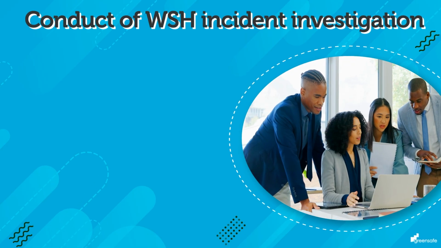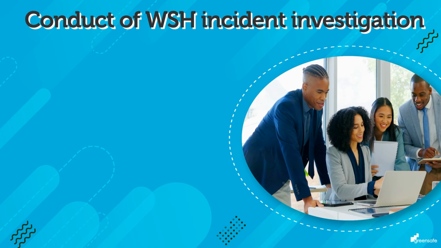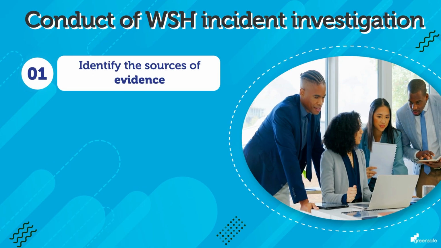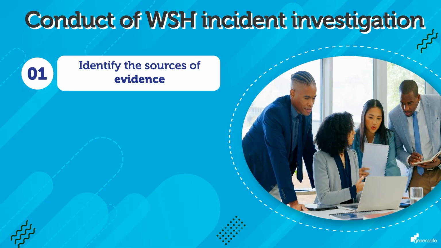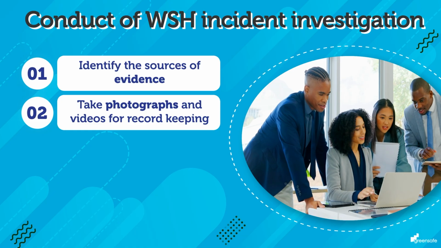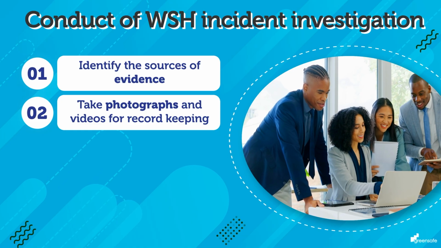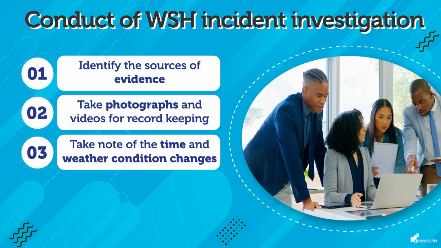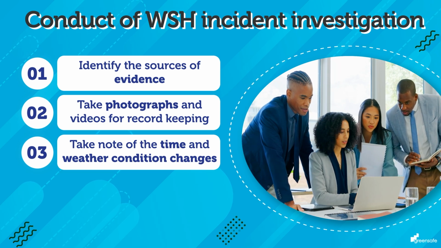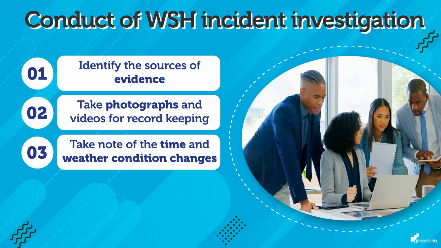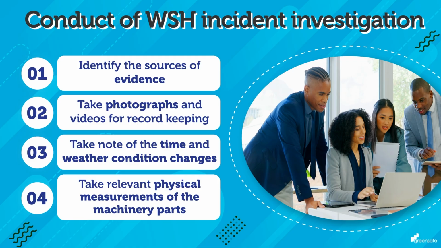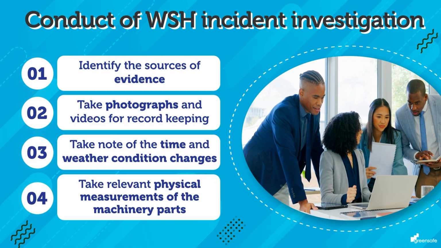A WSH incident investigation warrants several steps. You should be well acquainted with how to go about conducting it. Step 1. Identify all sources of evidence found at the scene. Step 2. Take photographs and videos for record keeping of the scene. Step 3. Take note of the time and weather condition changes that may deviate from the original hour of the incident. Step 4. Take relevant physical measurements of the machinery parts and things involved in the incident.